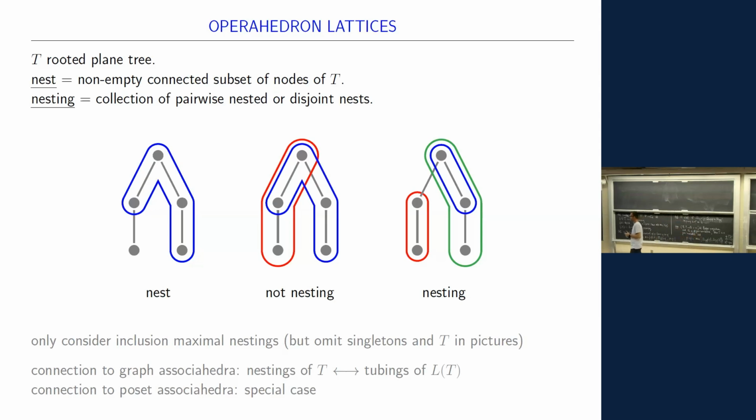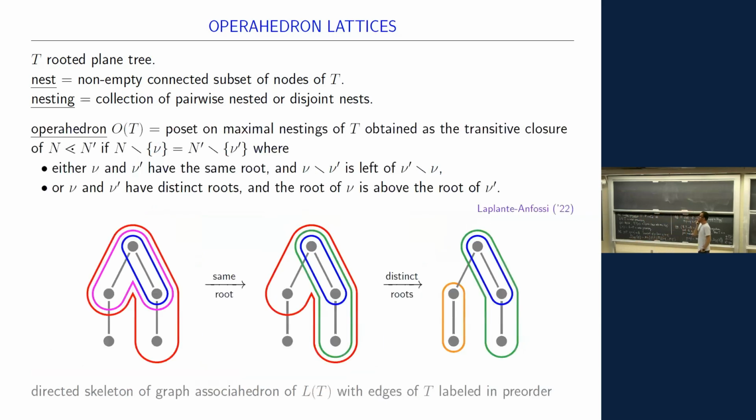So the poset that I will present is the poset on the graph associated with the line graph of T. And it's also a special case of poset associated graph connection. Okay, so what is the operahedron? It's a poset on maximal nestings obtained by transitive closure of the following transformations.